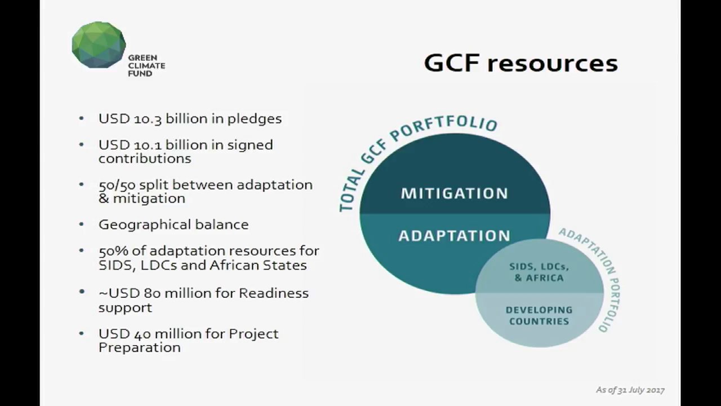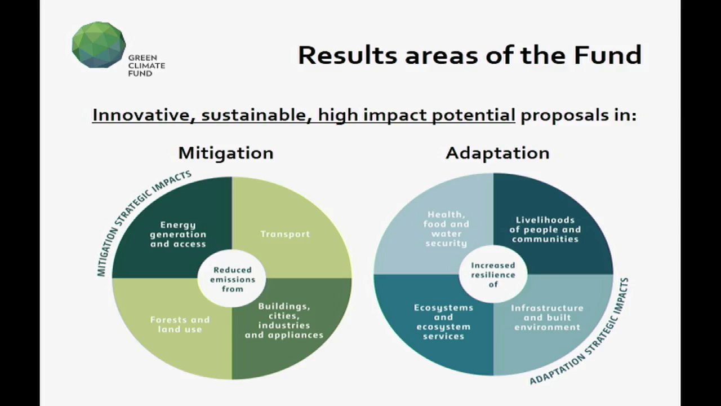In terms of the resources, there are 10.1 billion in signed contributions, so that's what we usually consider. The aim is to have 50% into mitigation and 50% into adaptation. Of the 50% in adaptation, 50% should go to SIDS, LDCs, and Africa. So that's about 25% of the GCF resources. It also aims for geographical balance. There's also 80 million approximately for readiness support and 40 million for project preparation. So this is just to give you an idea of the amounts we're talking about here.